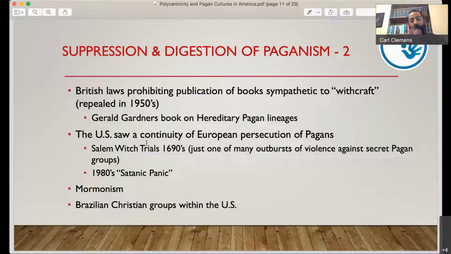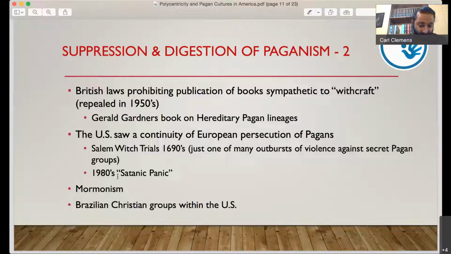The United States saw continuity of European persecution of pagans, in the colonies and also after independence. The Salem witch trials, of course, are iconic. Those were in the 1690s, where about, I think, 13 witches were hung. But that was just one of many outbursts of violence against secret pagan groups in the United States or in the colonies at that time.